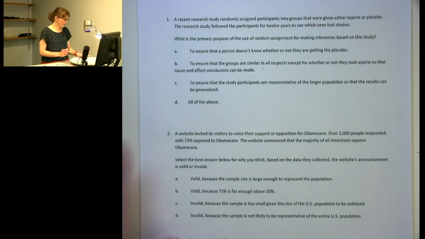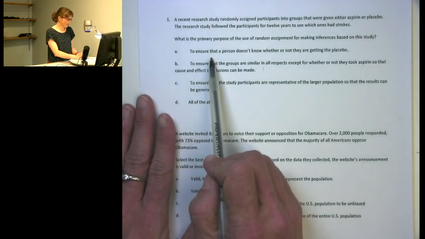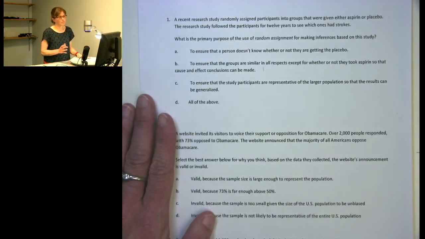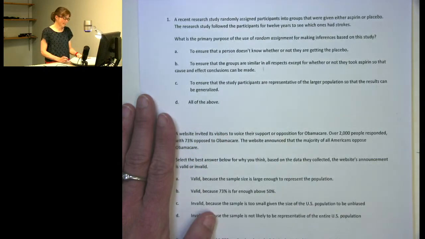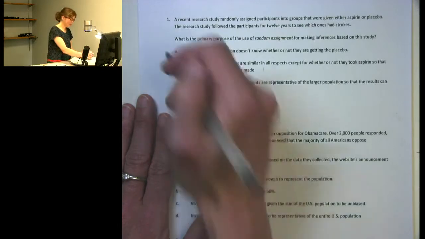Now, although it is true that randomly assigning people is partly related to not letting people know whether they're getting placebo, it's not the primary purpose. The primary purpose really is to ensure that groups are similar in all respects, except for whether they took aspirin or placebo, so that cause and effect conclusions can be made.